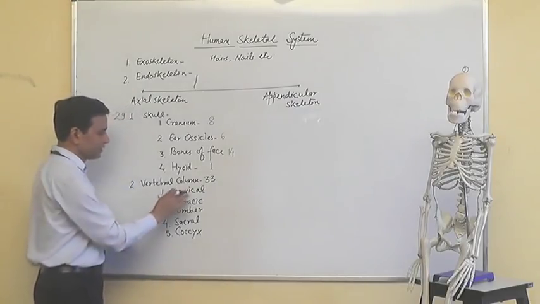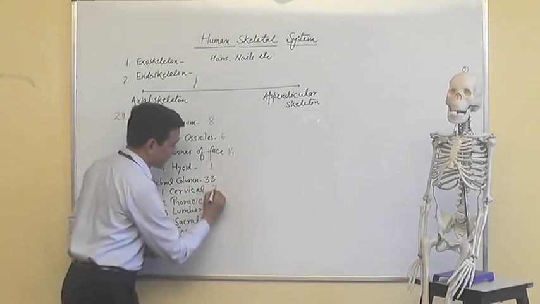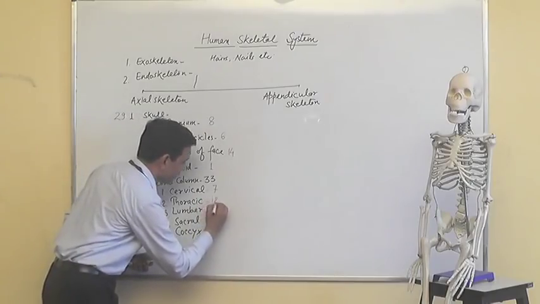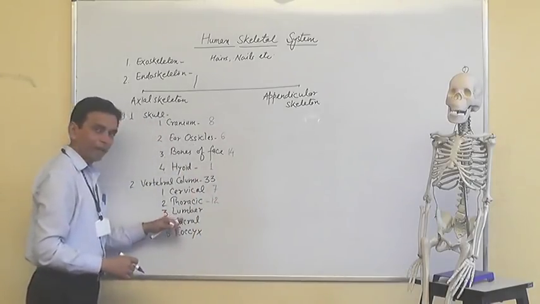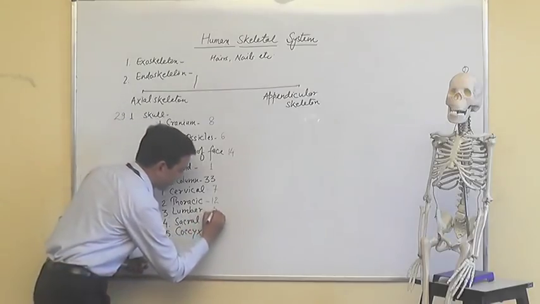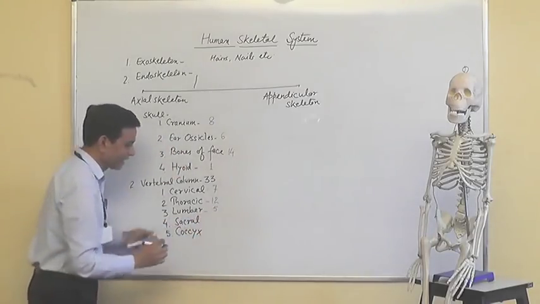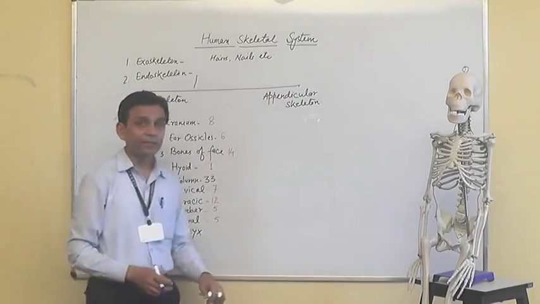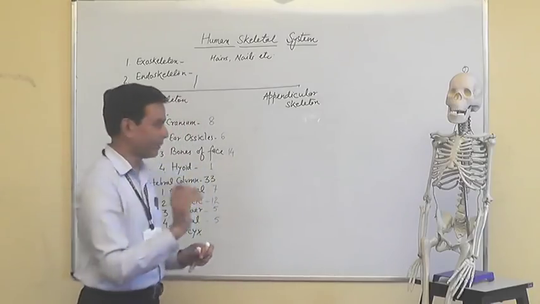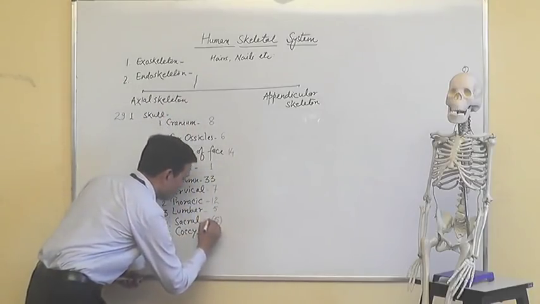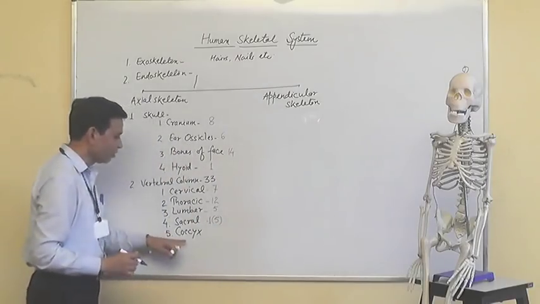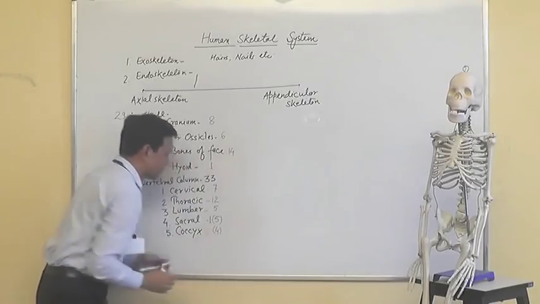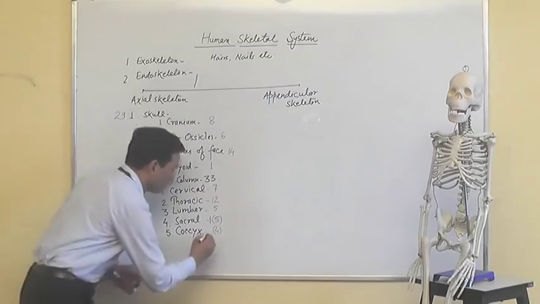So there are 7 bones in our cervical region, 12 bones or vertebrae in our thoracic region. In our lumbar region, there are 5 vertebrae. In the sacral region, there are 5 vertebrae, but these 5 vertebrae have fused to form only one bone. So there is only one bone. Similarly, coccyx vertebrae are 4 in number. They also have fused to form only one bone.